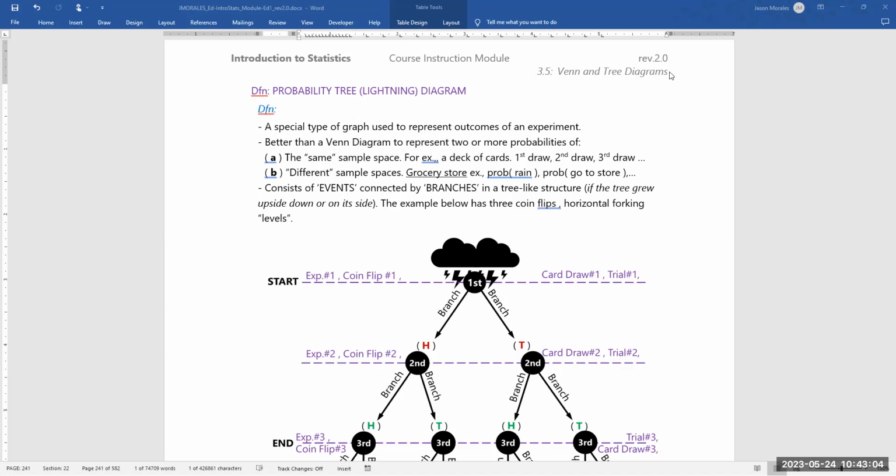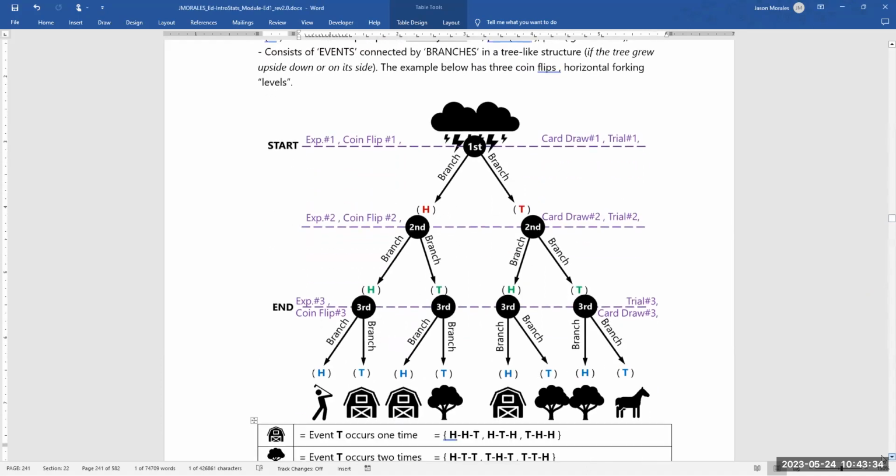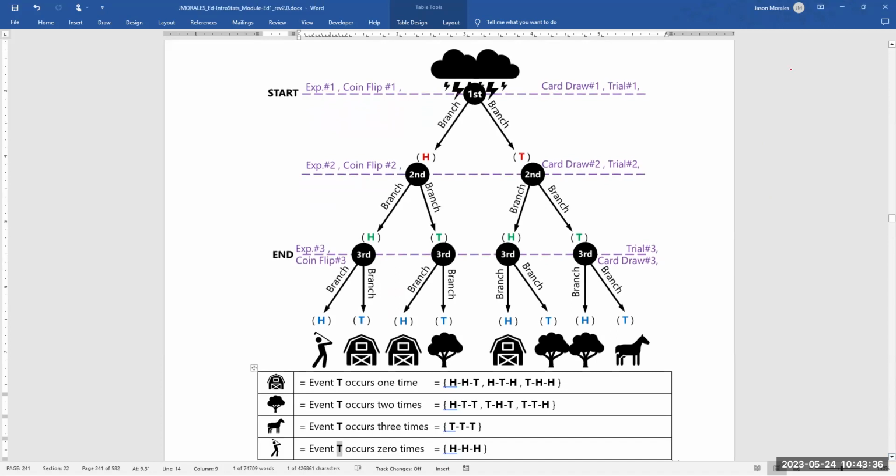Probability tree diagrams consist of events connected by branches in a tree-like structure. The example below has 3 coin flips, and each coin flip demarcates a horizontal forking of levels. So let's take a look at this example. To me, these probability tree diagrams look less like trees and more like the path of a lightning bolt coming down from a cloud down to objects on the ground. So that's the visual that I've created here.